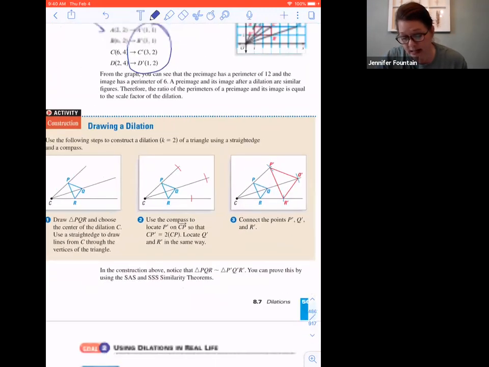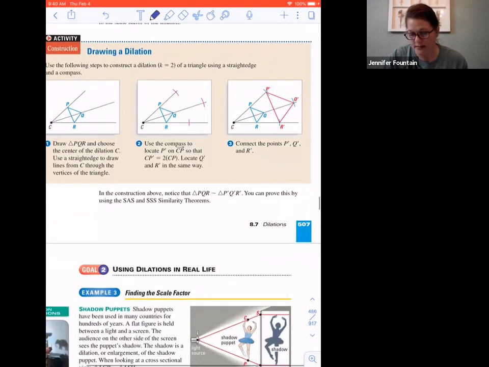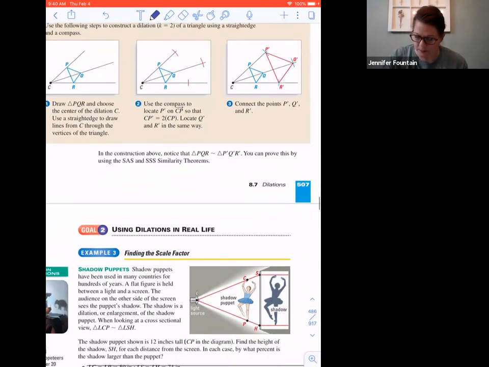So here you can see drawing a dilation. You could use a compass to draw perfectly and get your points. Whenever we have to deal with that, we'll just use our graph paper.